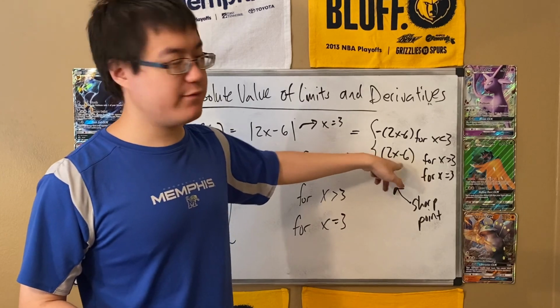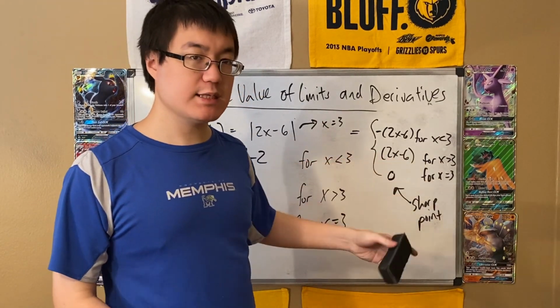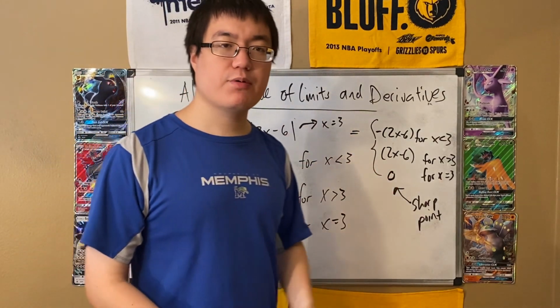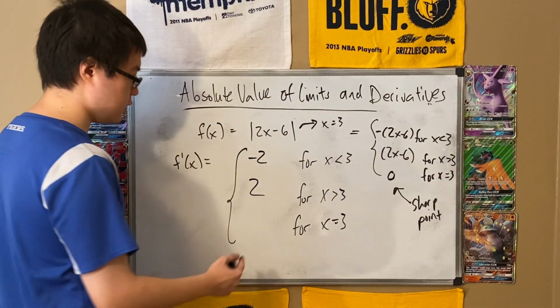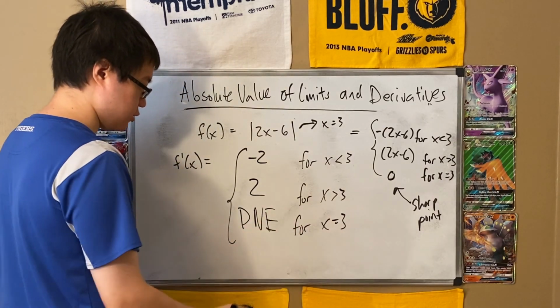So let's take this derivative real quick. What's the derivative of 2x? Again, it's 2. What's the derivative of minus 6? That's 0, so it's going to be 2 here. And then what's the derivative at the sharp point? Well, you can't have the slope of negative 2 and 2, so the derivative just does not exist, because this is the sharp point.